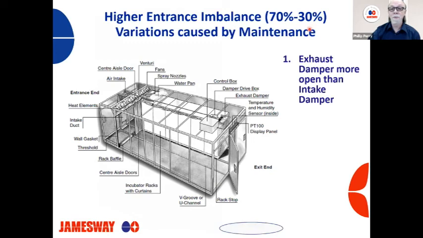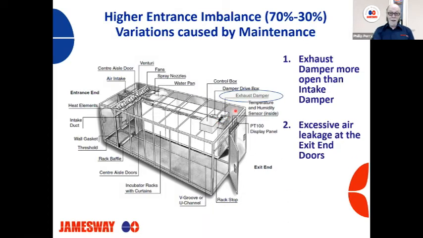So what are some of the things that would cause this? For this lower value, the exit in damper is more open. So this damper could be more open than our intake damper, which causes this value to go down and throws this value higher. So this would be one of the maintenance-related things that can cause the imbalance, and also excessive air leakage at the exit in doors.